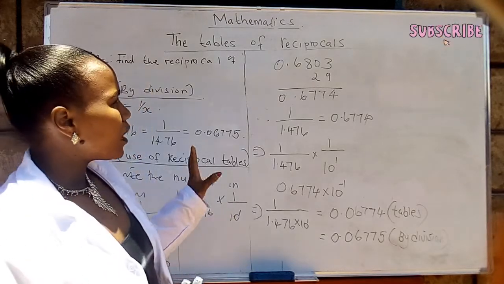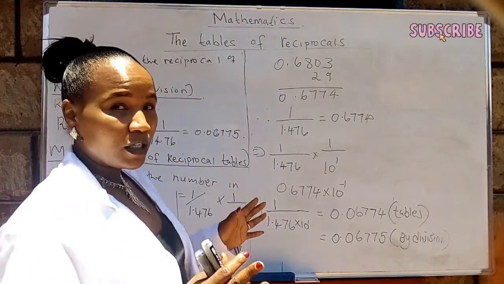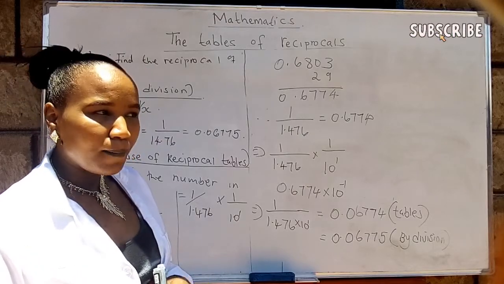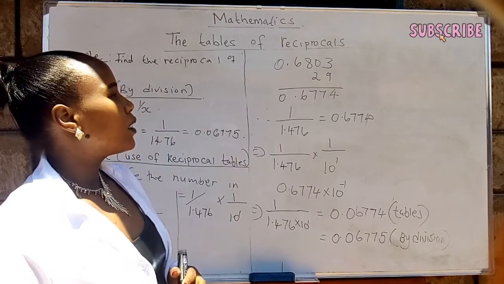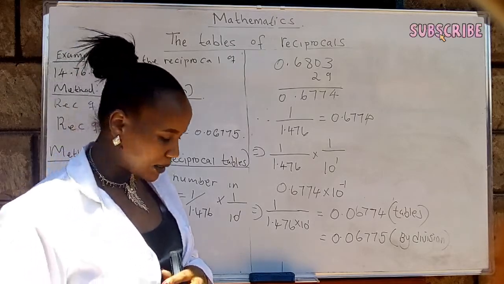Now, because we have now understood how to use our reciprocal tables, I want us to look at another example from the previous KCSE papers.